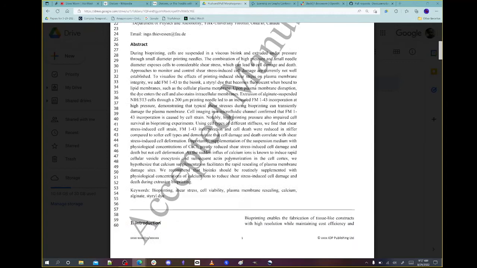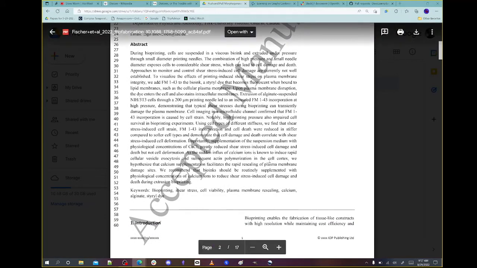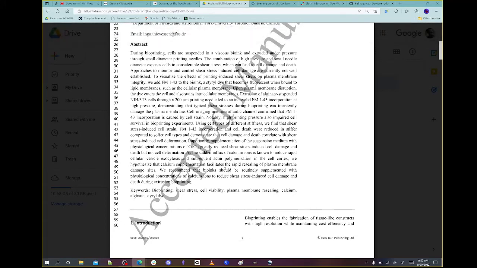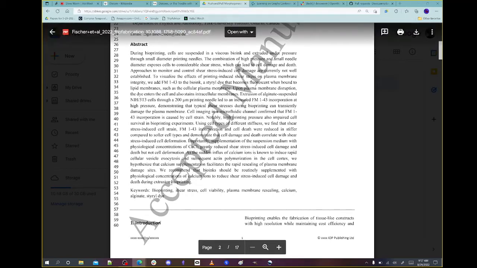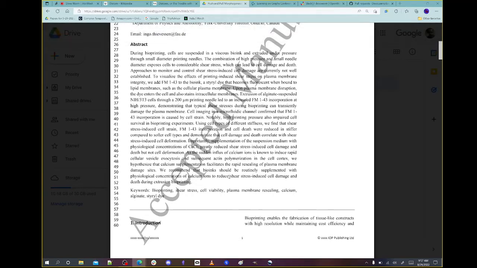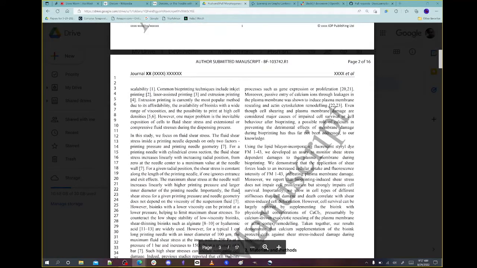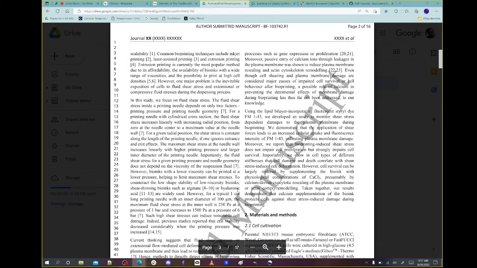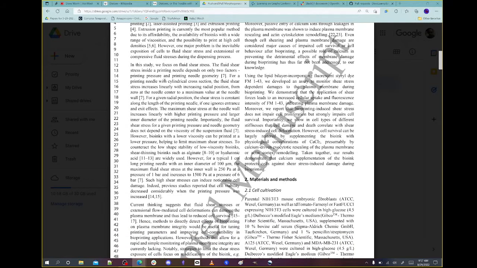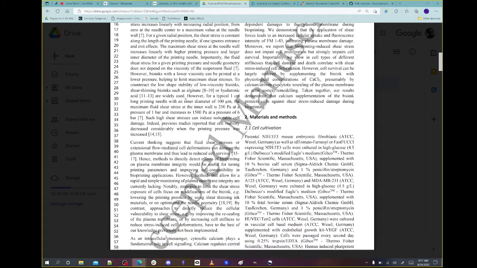So this goes on to talk about, let's see. We recommend that bioink should be routinely supplemented with physiological concentration of calcium ions to reduce shear stress-induced cell damage and death during extrusion bioprinting. So this is a nice paper talking about some of the techniques they use for bioprinting and some of these physical aspects to it. They talk about fluid shear stress. They talk about how to make the cells more robust to this.